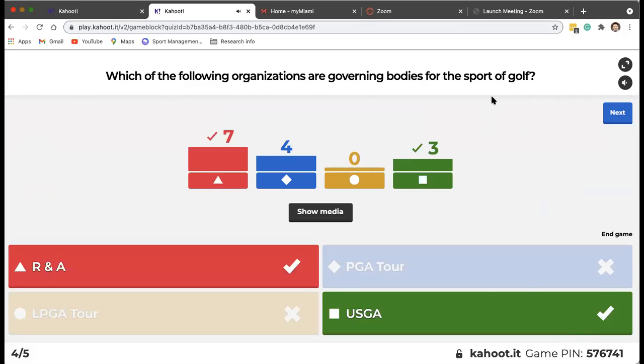All right. Okay, the correct answer is actually that both answers are correct. R&A and USGA, both of them are governing bodies for golf, right? They share different responsibilities, they share the roles, and they also have different strategies. So this is question number 4. We got 11 students who answered that correctly.